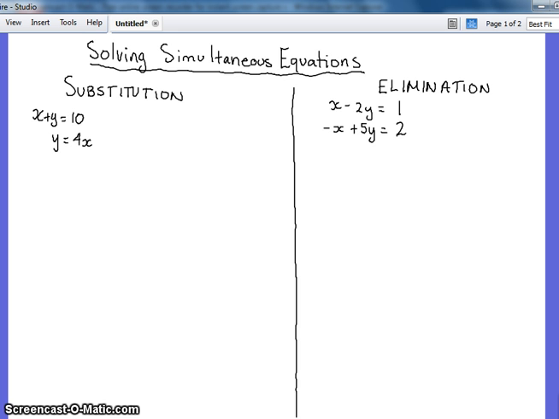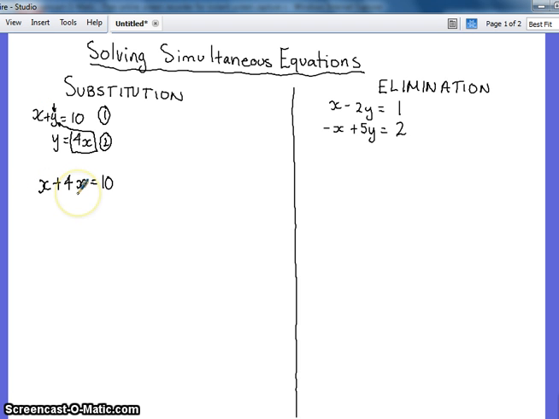Okay, so if we go back, substitution, solving simultaneous equations by substitution, what you're trying to solve here is you're trying to find x and you're trying to find y. And so when you get it in this form, x plus y equals a number, y equals 4x, all we're going to do is we're going to remove this out of equation 1 and put this from equation 2 in there. So you'll be left with x plus 4x equals 10. Notice that this stays the same, the 10, and this stays the same, the x. So we're substituting it in.